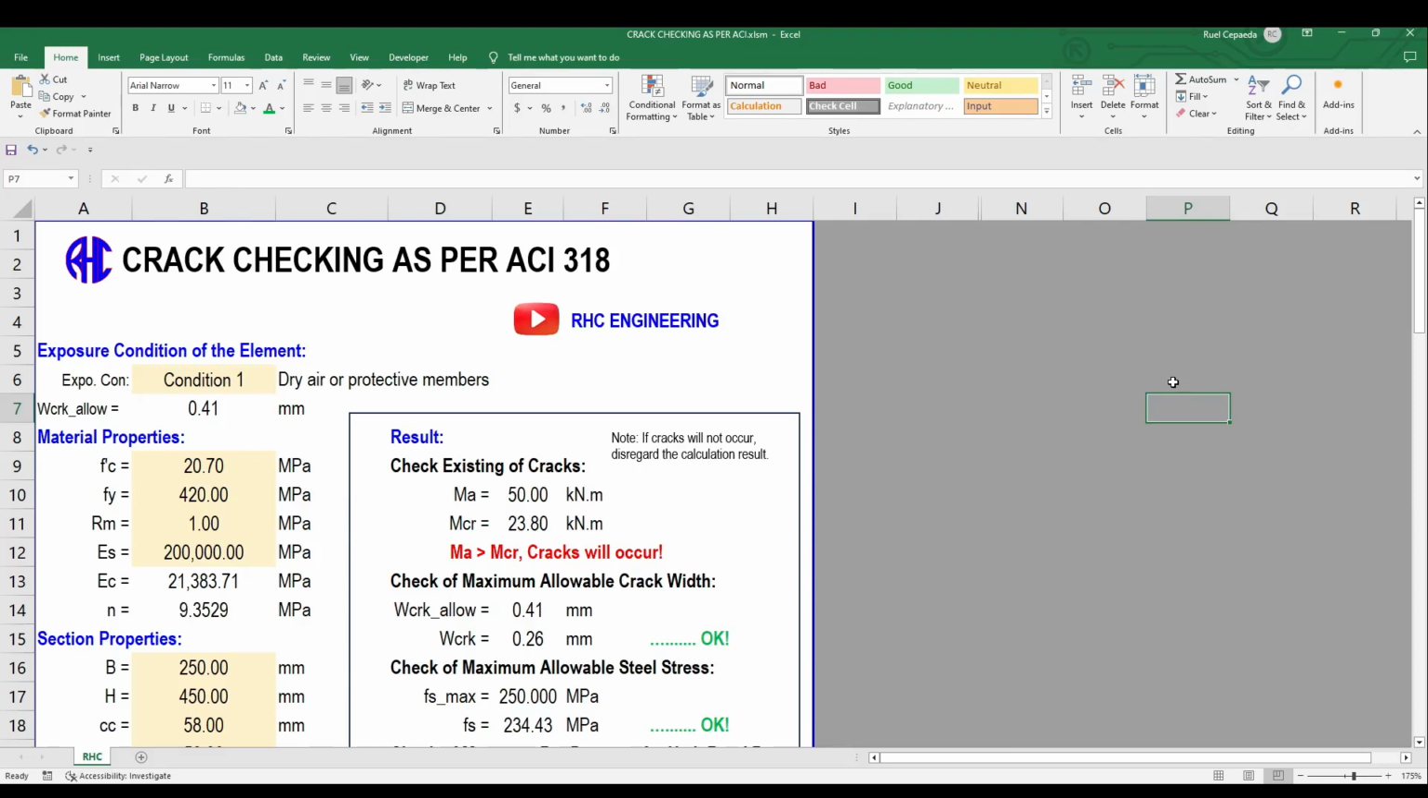Today I will show you the crack checking as per ACI 318 using the Excel application, and this spreadsheet will be available for level 2 members.